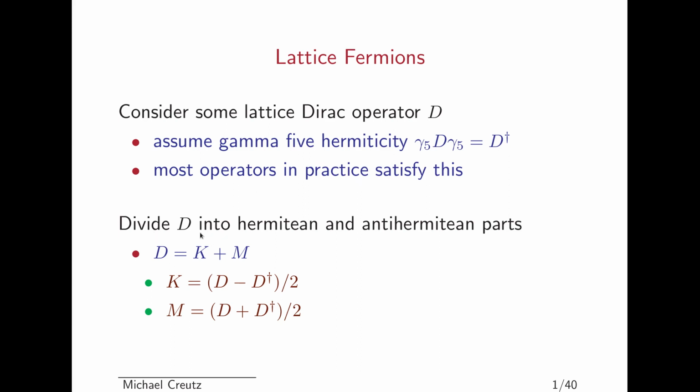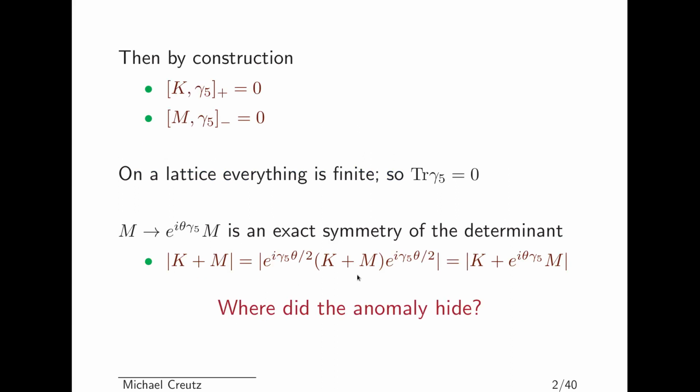So let's divide whatever this operator is into two parts. One should represent the kinetic part, and one should represent the mass. The kinetic part is going to be the anti-Hermitian part, and the mass piece is the Hermitian part. So if we do this, by construction, the kinetic part anti-commutes with gamma 5, and the mass term commutes with gamma 5. Now on the lattice, everything is finite. So trace gamma 5 indeed vanishes, unlike what I told you for the continuum yesterday.